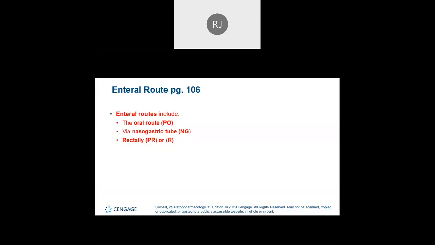Now, Module 4 talks about administering drugs in dosage forms. On page 106, we have some terms that you should master. The term enteral route means through the GI tract. The enteral routes include the oral route or PO, nasogastric tube or NG, and rectally or PR.